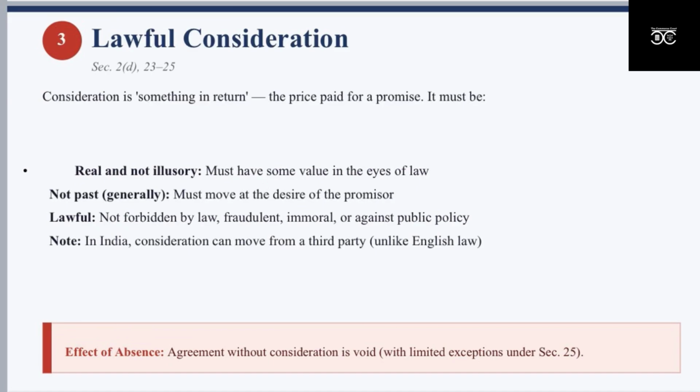This consideration will be considered void or illegal if it falls under any of the following categories. Number one, the consideration should not be forbidden by law. It shall not defeat any provision of law. This consideration should not be fraudulent or involve injury to any person or property. And also, the court should not regard this as immoral or opposed to public policy. General rule is that a contract without consideration is void or invalid. However, Section 25 provides for certain exception, that is, any agreement that is made out of natural love or affection or gift is considered to be valid even though there is no actual consideration involved.